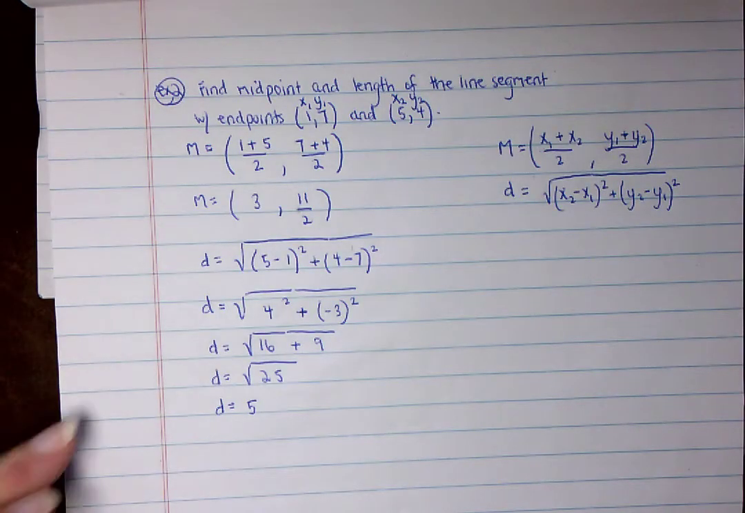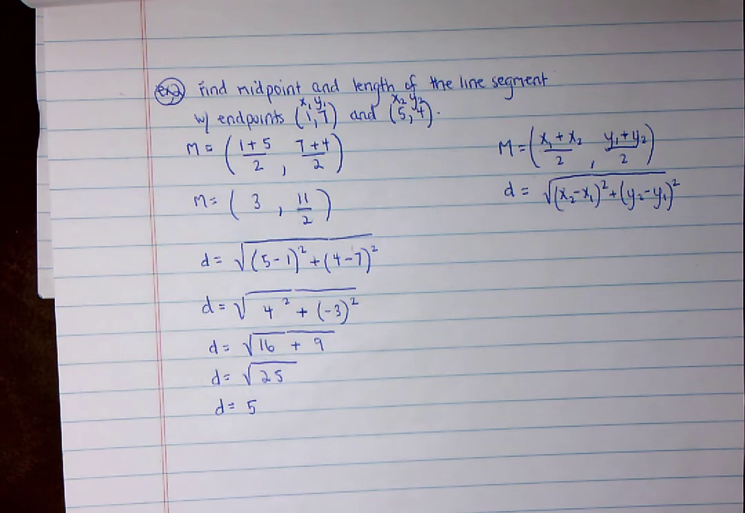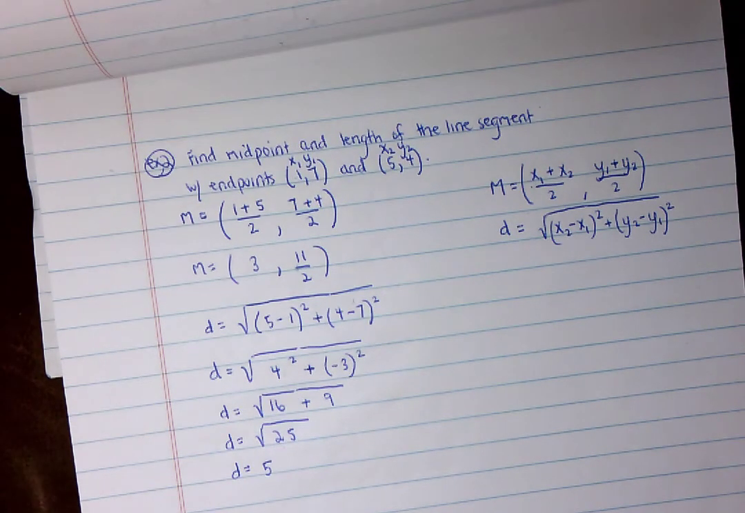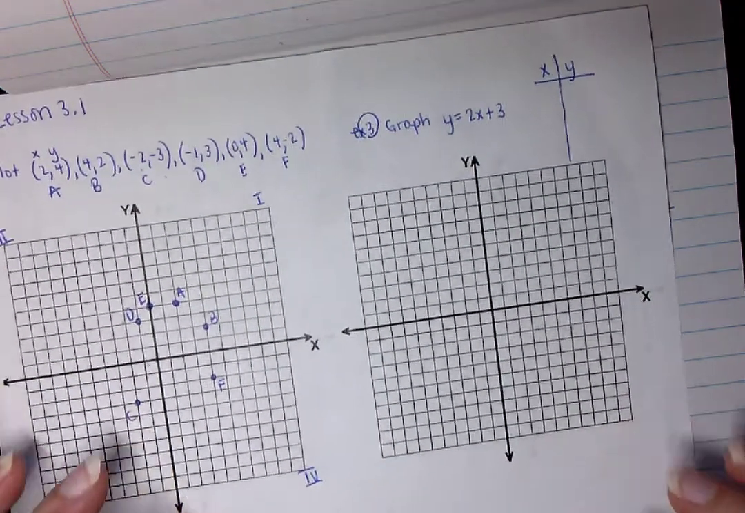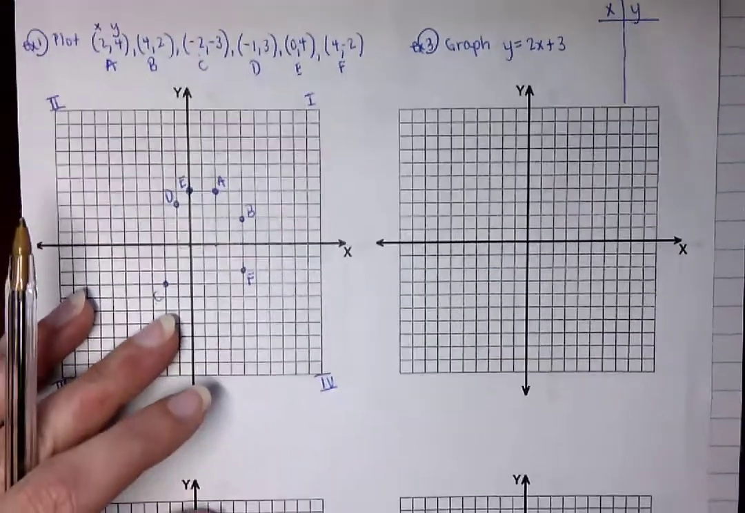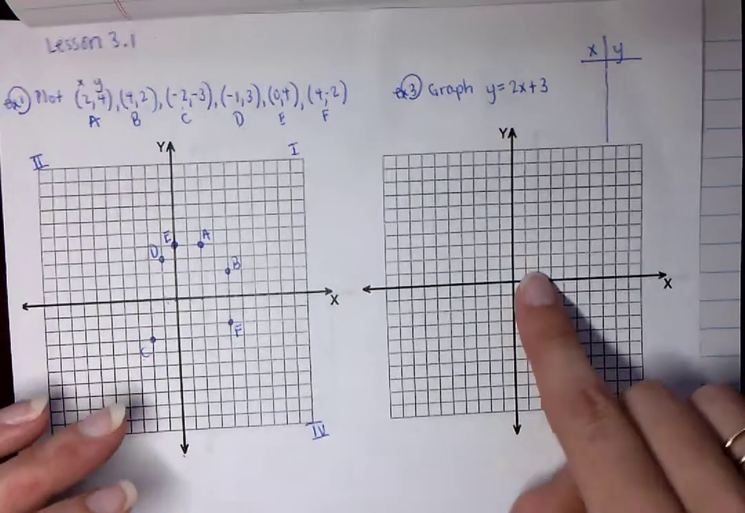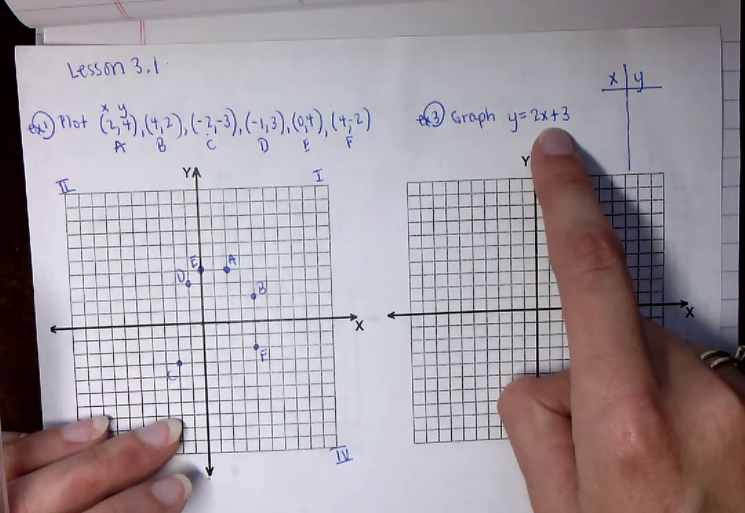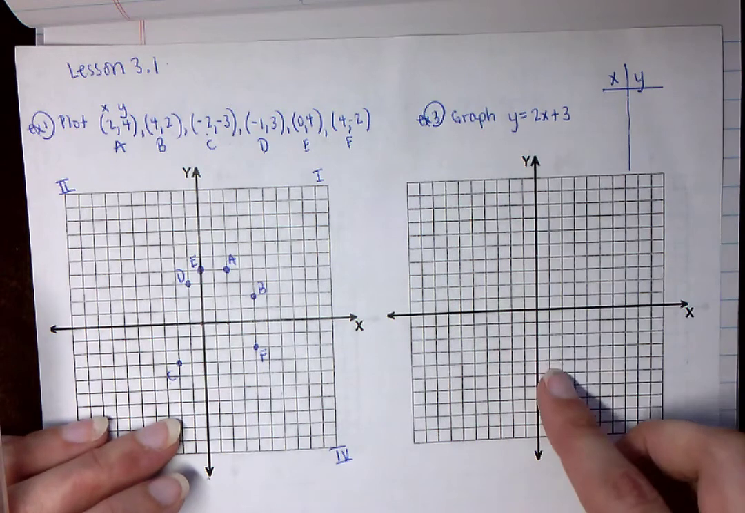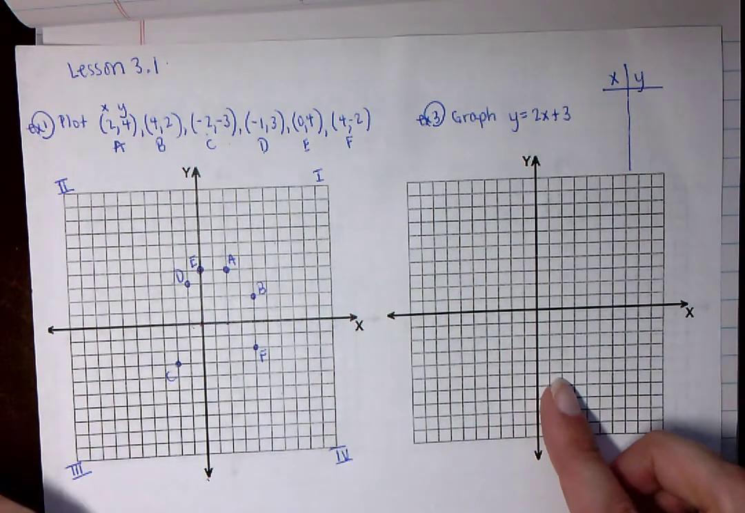The next thing that you're asked to do is graph an equation, graph a line. I'll bring this back over here. So on this example 3, it says to graph y equals 2x plus 3. Now, you only really need 2 points to form a line.